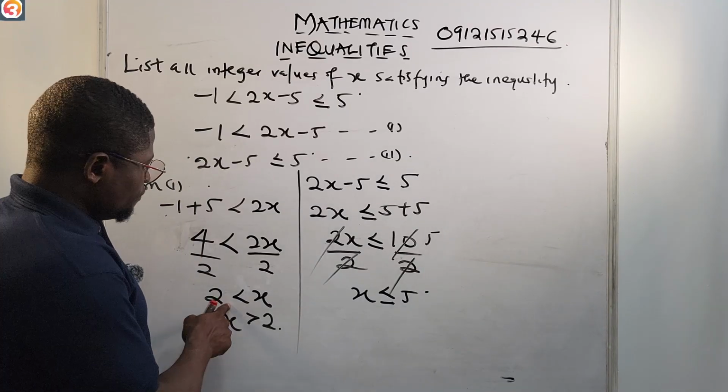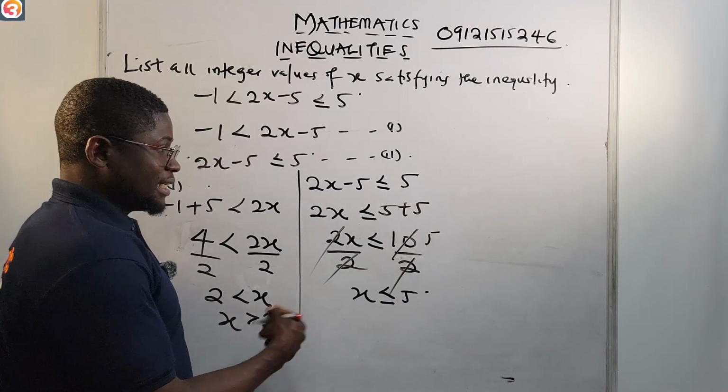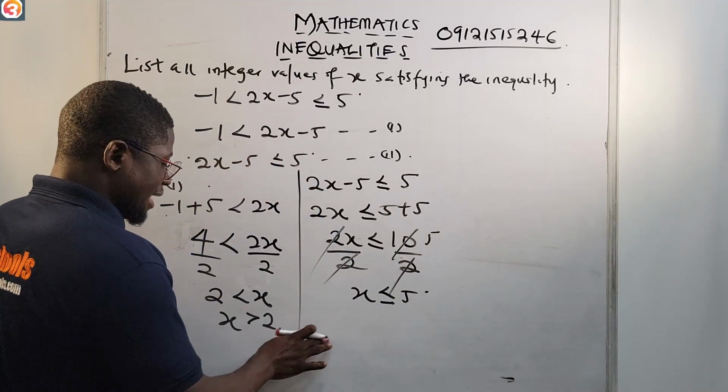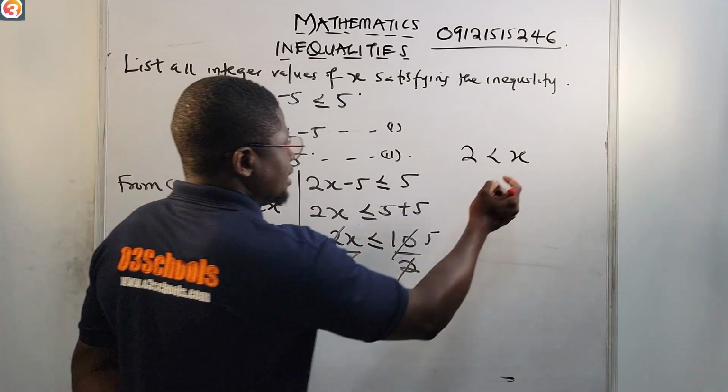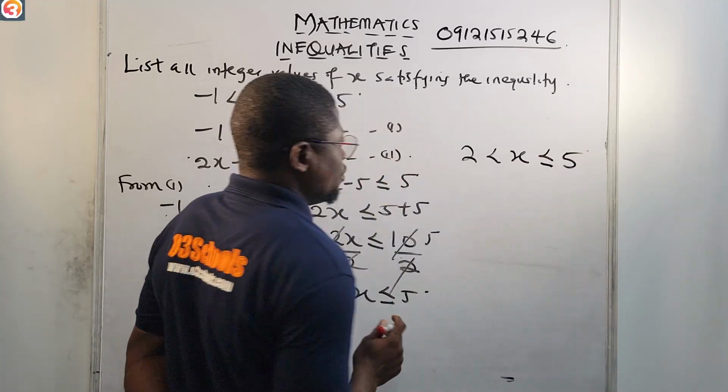They say x is greater than 2 here. If you want to combine both of them together, it means that 2 is less than x, but x is less than or equal to 5. We have combined the inequality.